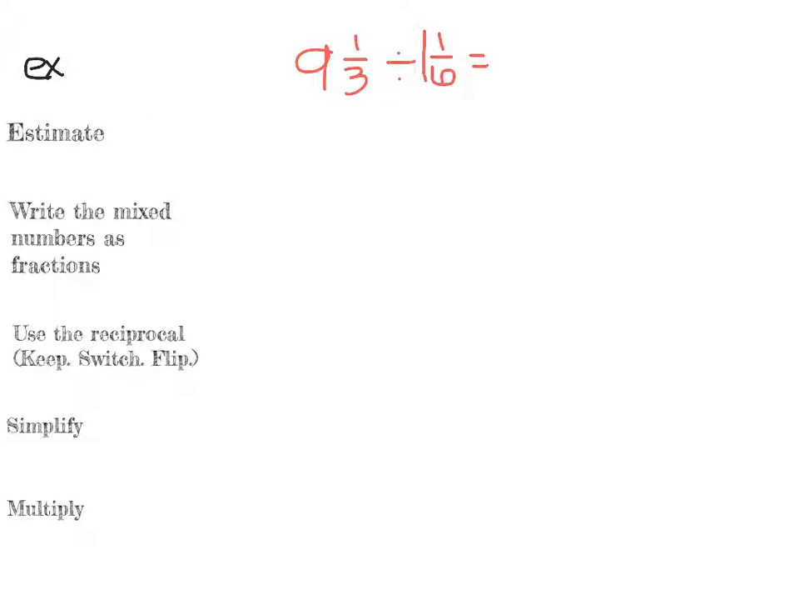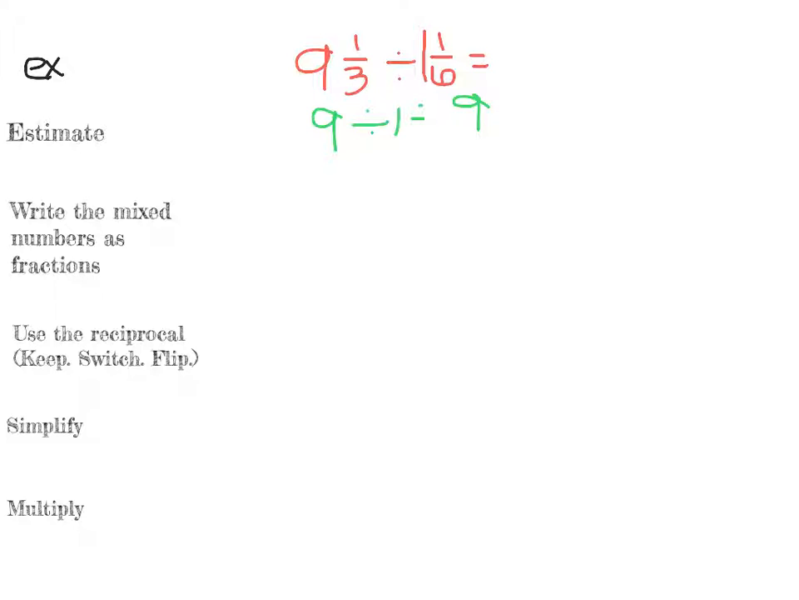Okay, so here's our first problem. A couple of steps when we're dividing mixed numbers. First step, we're going to estimate. So I have 9 1/3, and that's close to 9. And 1 1/6 is close to 1, so our answer is going to be around 9. That's our estimate.